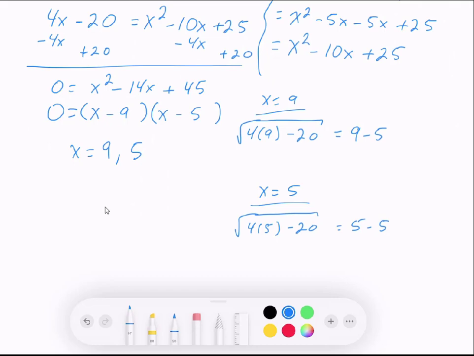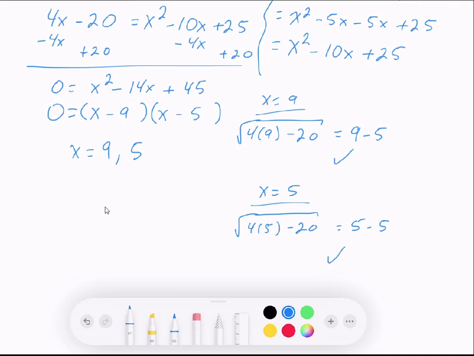Okay, I'm just going to talk through this. So 4 times 9 is 36. 36 minus 20 is 16. Square root of 16 is 4, right? That one's actually right. So it equals 4. Okay, what about the other one? They both work. Look at that.